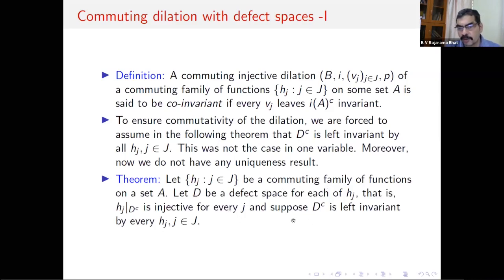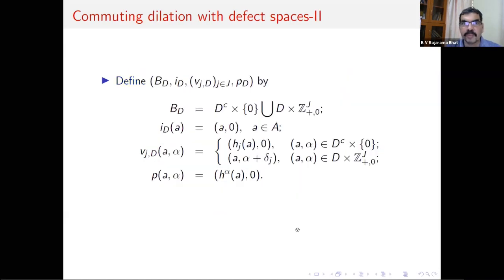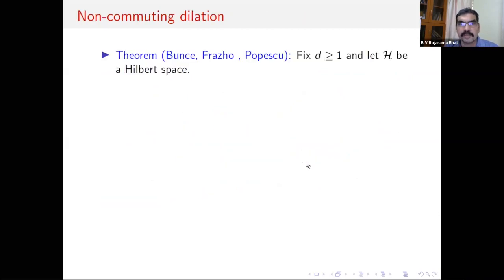With defect spaces also, one can do the dilation for the commuting dilation. And here is the construction. Similar to the earlier thing, you decomplement only 0, the rest you make copies, and the same thing works. So let us skip that.